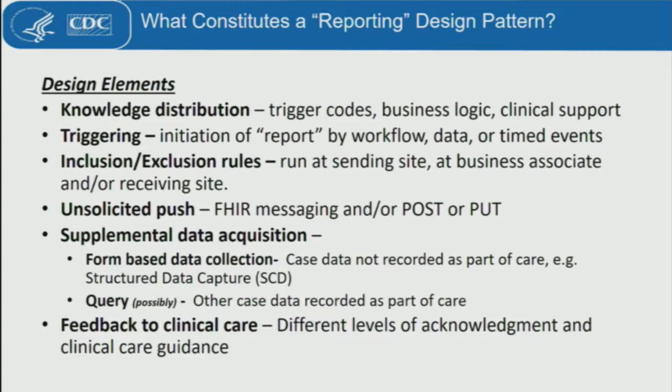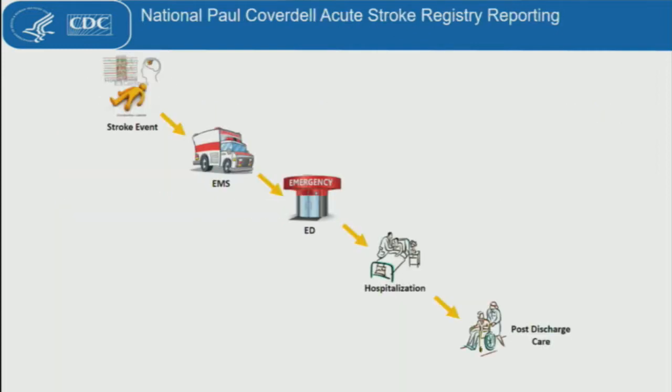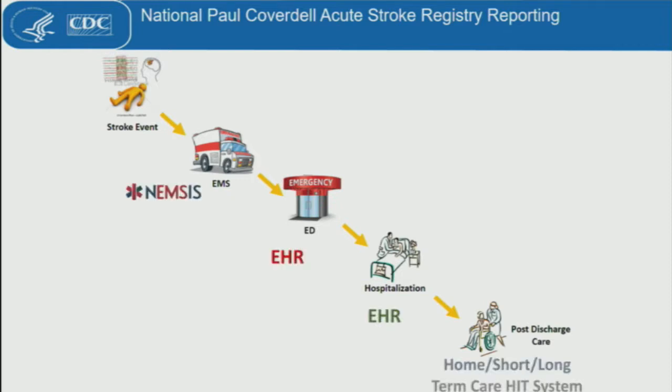So when we look at how it applies to one specific use case, which is the stroke use case, the Paul Coverdell Acute Stroke Registry Program has been active since 2004. It is interested in collecting data from the onset of a stroke event to post-discharge care. The data that's been collected through these different systems is essential to support intervention planning and care coordination activities. All this data is reported to a specialized registry called the Coverdell Stroke Registry. Currently, nine grantee states have it active and functioning too. So the reporting needs to happen from each of these different systems.